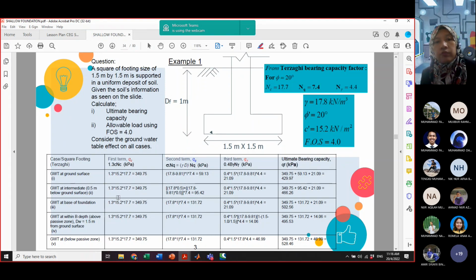Kalau dia bagi awak size footing kan. Sebab kalau you tengok kat sini, the question asks you a square footing of size 1.5 by 1.5 meter is supported in a uniform deposit of soil. Given the soil information as here, calculate the ultimate bearing capacity and allowable load using FOS equal to 4. Maksudnya sekarang kita nak dapatkan Q allowable dengan nilai FOS sama dengan 4. Okay, consider the groundwater table effect on all cases. Okay, dalam satu contoh ni, dia bagi semua case untuk effect water table.